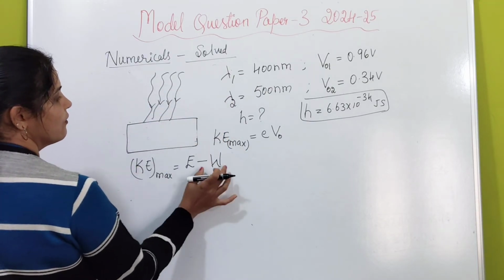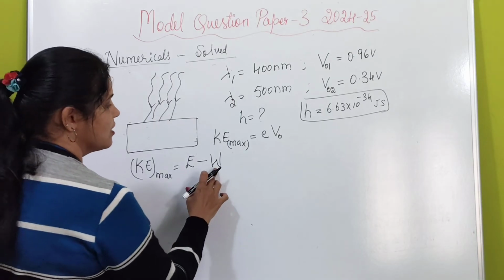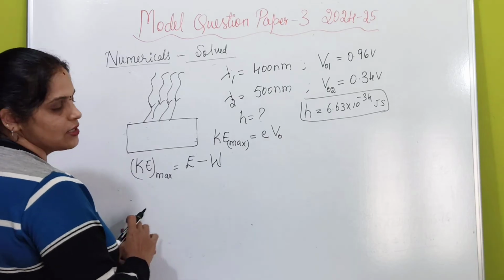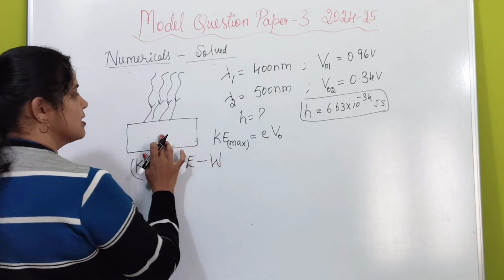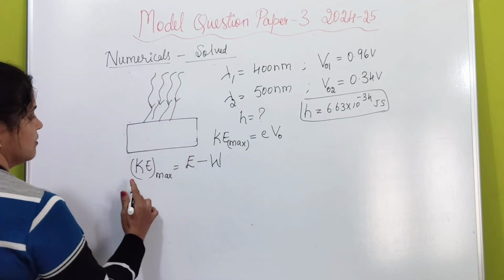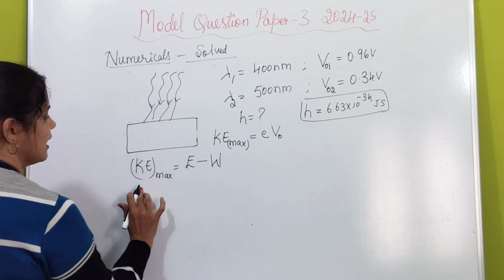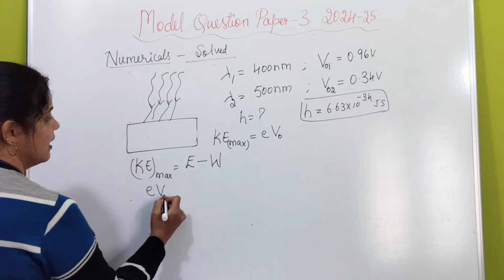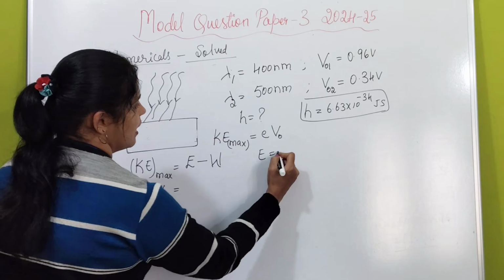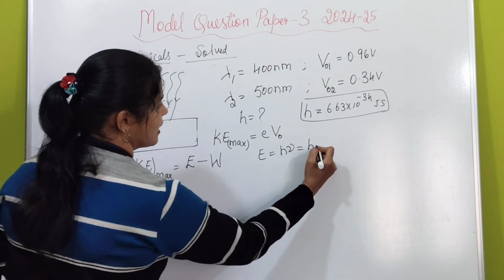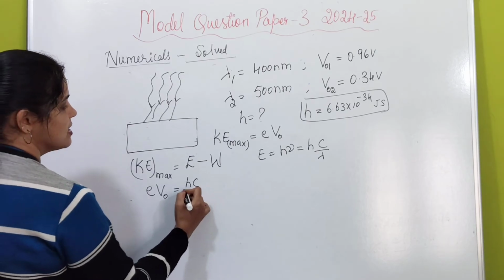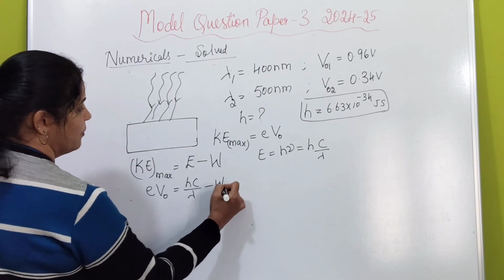For a given metal, work function is the same. What is work function? It is the minimum energy required to remove an electron from the metal surface. So this work function is constant for a given surface, right? So let us use this relation. For that, how to write this kinetic energy? It is eV naught, whereas energy E is equal to h nu, which can also be written as hc by lambda. Let us use that relation, hc by lambda minus W.